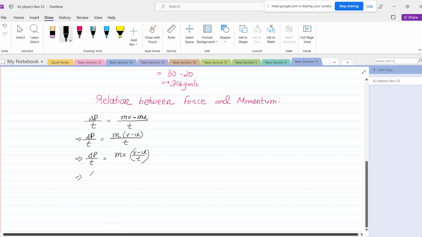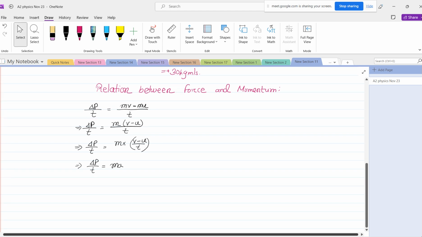So you can obviously write delta P over T is equal to ma, and mass times acceleration was the equation for force. So you end up with the rate of change in momentum is equal to force. So this is basically the relationship between force and change in momentum. The rate of change in momentum is always equal to the force of the overall object for the entire journey. Is this relation clear?